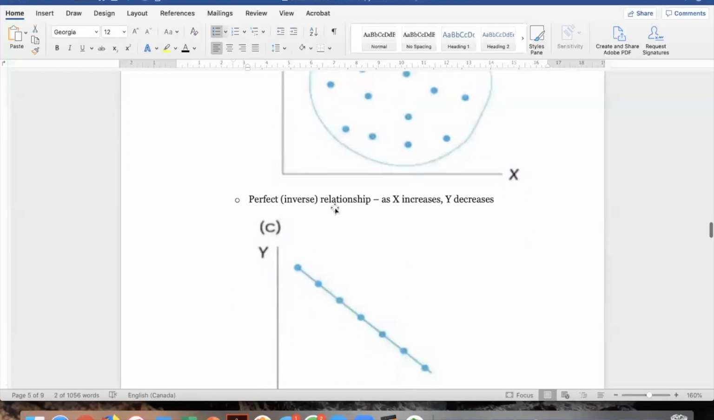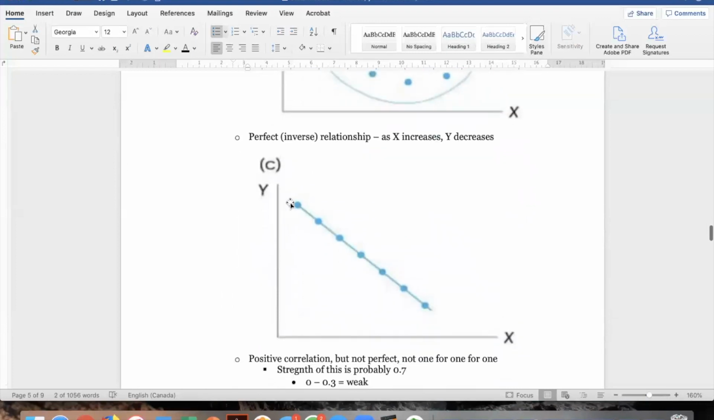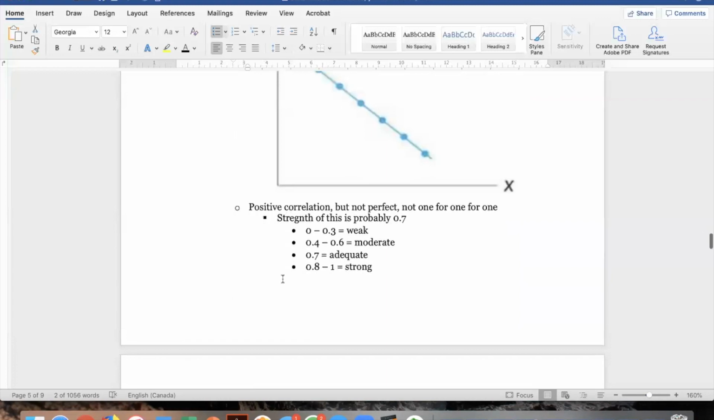Again, here, this is just saying what I already said. Here's a perfect inverse or negative. This is a perfect -1, R of -1. And here's a little chart. So use this if there's a question asking you to describe it in words: you would say there's a very strong correlation between the two if it has a 0.8 or higher. Okay.